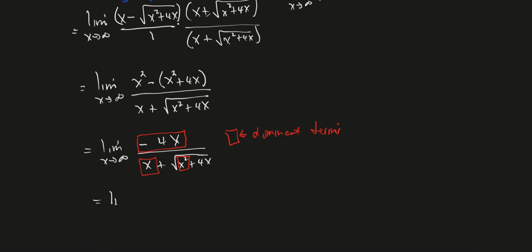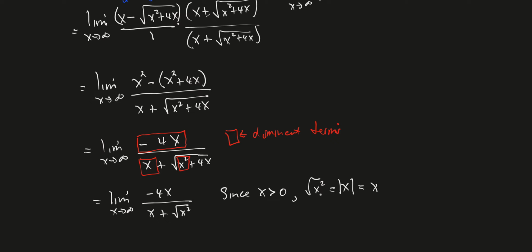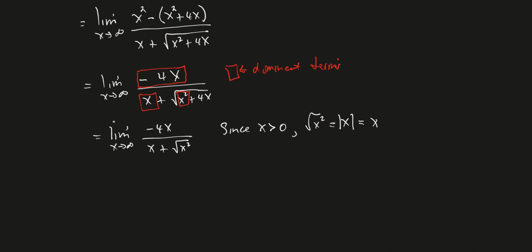So using dominant terms, we have our negative 4x, and then at the bottom we have our x, and then plus the square root of x squared. But since x is positive, right, how do we know x is positive? Well, it's going to positive infinity, so it's definitely positive. So since x is greater than 0, the square root of x squared is equal to x, right? In fact, let me put one extra step here. In general, this is true, but because x is positive, then the absolute value of x ends up being x, right? So we can reduce this even further.